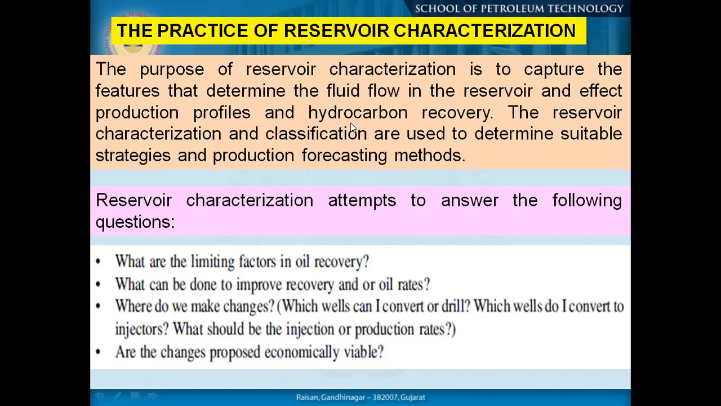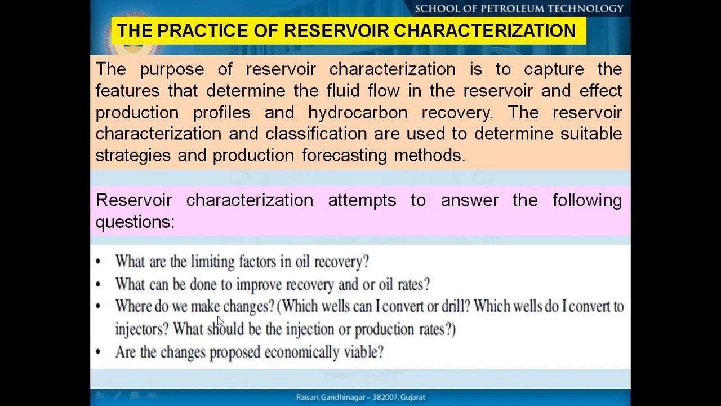Okay. So what does reservoir characterization attempt to answer? Why do we do reservoir characterization? We try to understand what the limiting factors in oil recovery are. What are the factors which are not helping us to recover more? What can be done to improve recovery and/or oil rates? For an individual well, and sometimes field-wise, we need to see what problems we are facing, so that the individual well or the field is not producing at its optimum level.